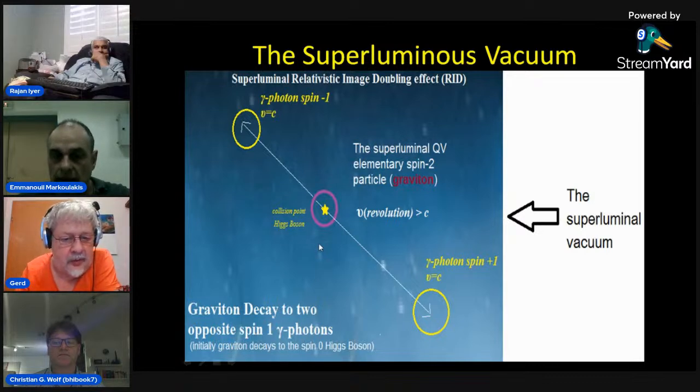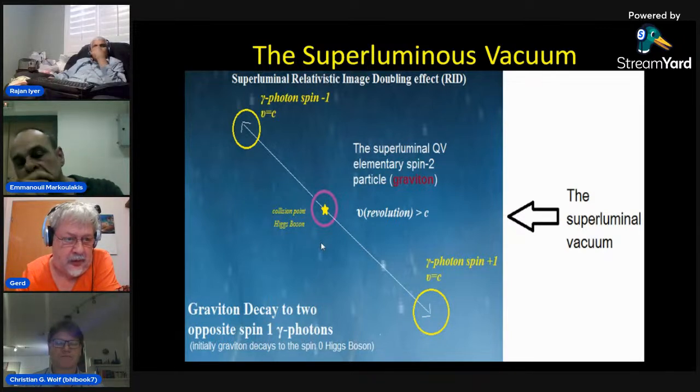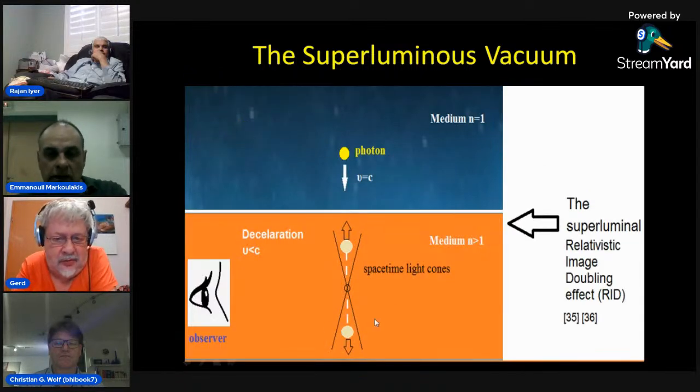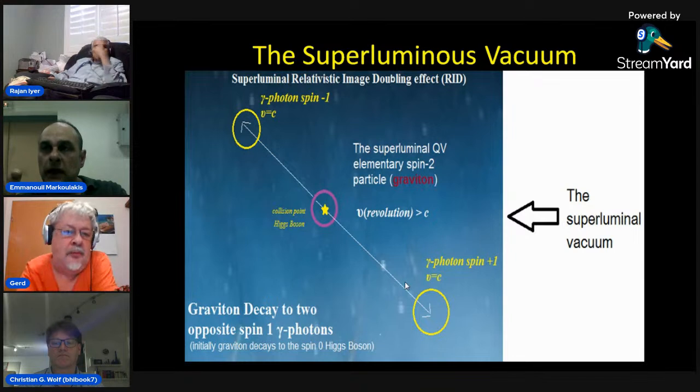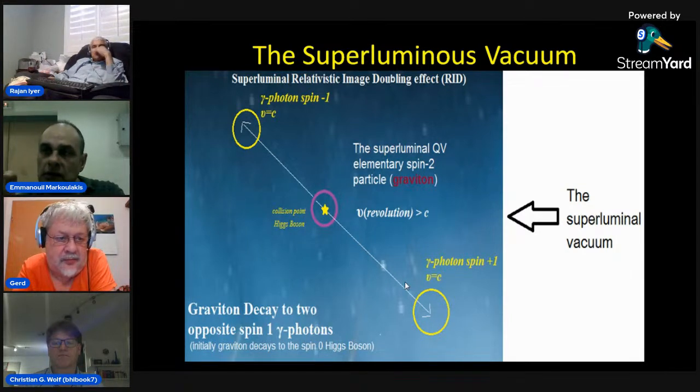But I have to say here, I see it as a pair production. The photon is its own antiparticle, and so it's no problem to produce two photons, because one is going to the future and the other in the past. That's actually the explanation. That's why Goethe also had the space-time light cones. But my explanation is not so much oriented in special relativity, but as an actual effect of superluminality.